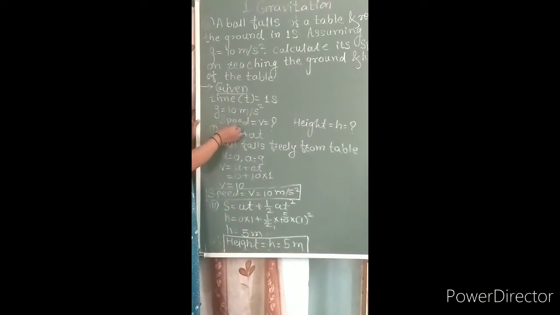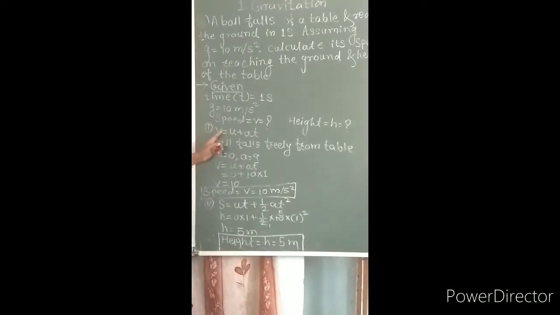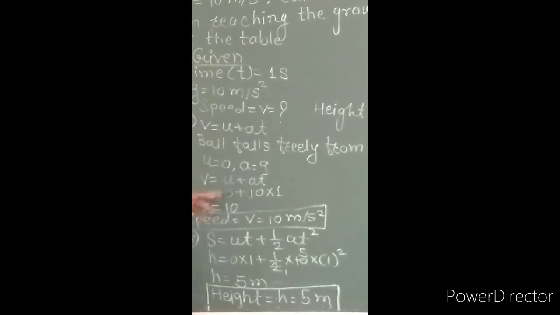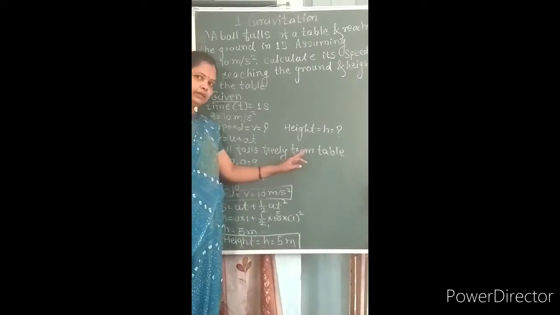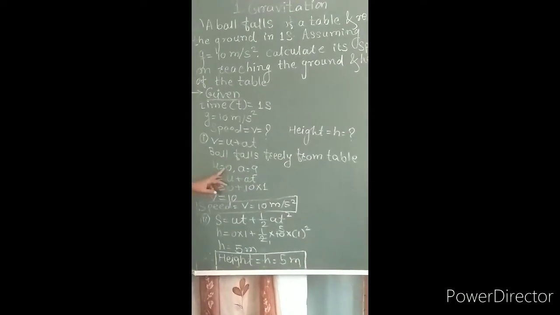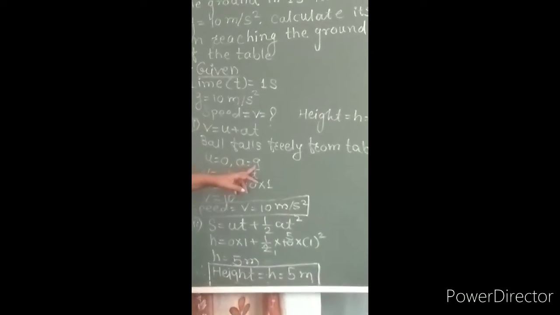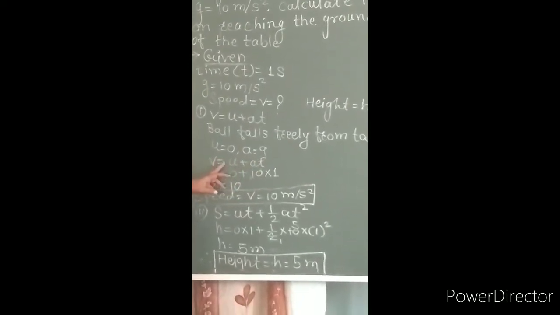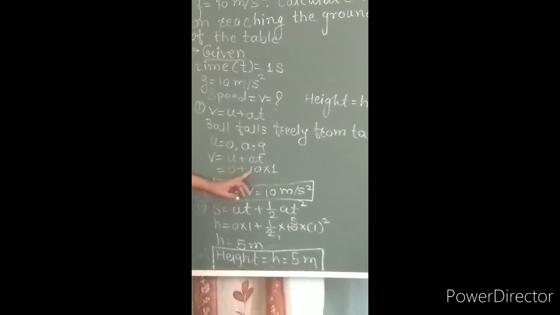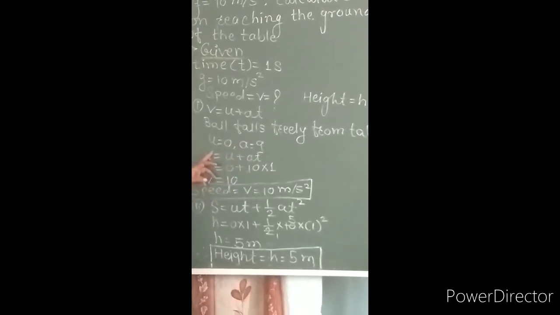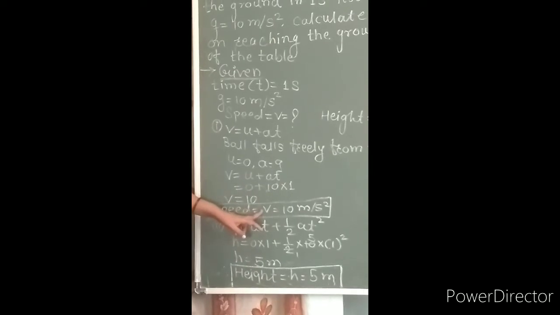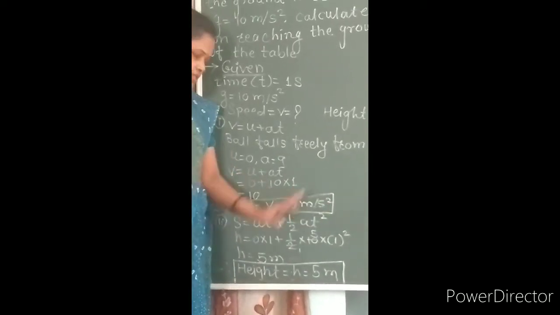First we find the speed. We know the first equation of motion, v is equal to u plus at. The ball falls freely from the table, so initial velocity u is equal to 0 and a is equal to g. Then substitute these values in this equation, v is equal to 0 plus 10 multiplied by 1, that is v is equal to 10 meter per second, that is speed v is equal to 10 meter per second.